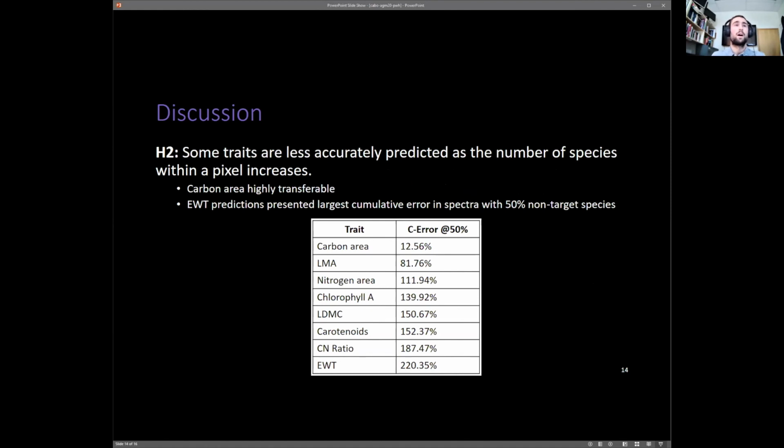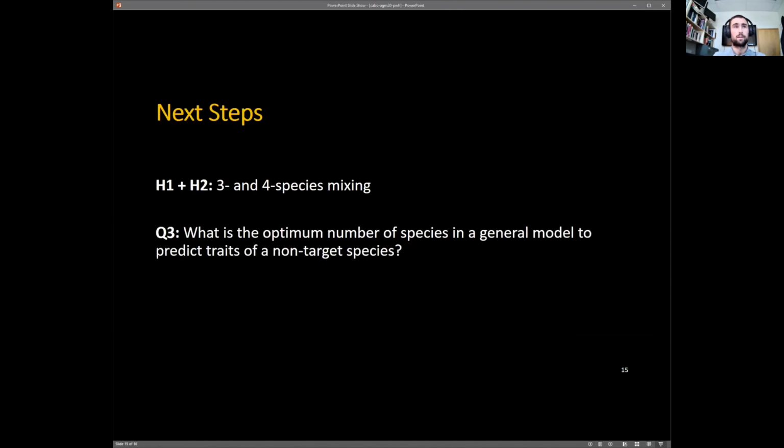We found that carbon area was highly transferable. As you saw in the results, there was less than a 5% change for each species, and EWT, as I mentioned, performed the worst. This table just rates each trait and ranks them based on the cumulative error at 50%. So as you can see, for the 5 species combined, the percent difference from the pure V. sativa spectra was 12.56%, which was great, and the EWT at 220 was not great.